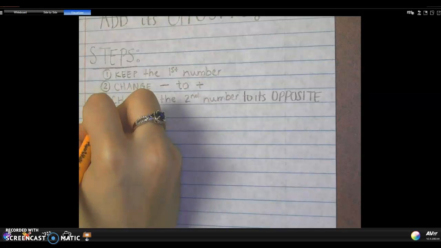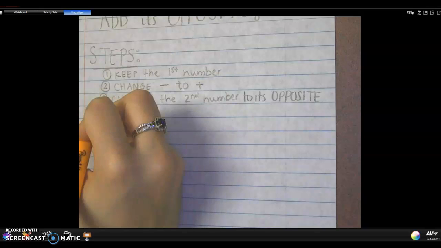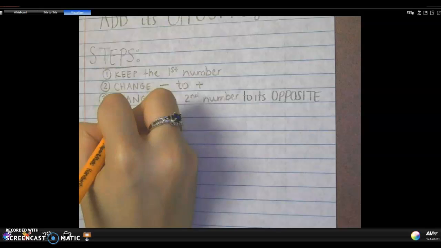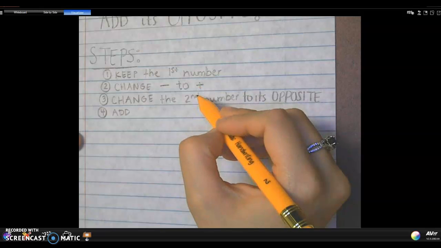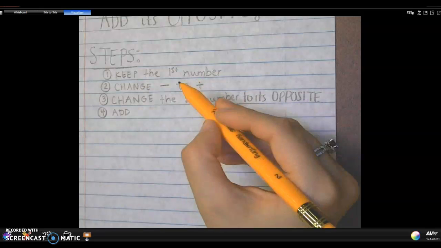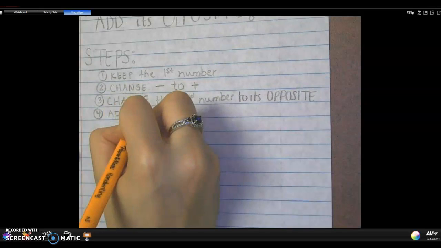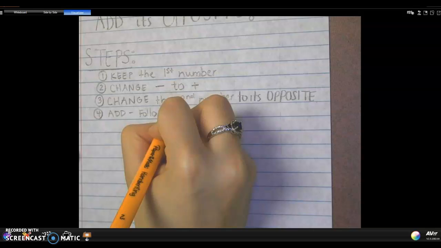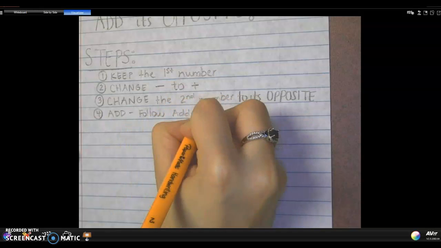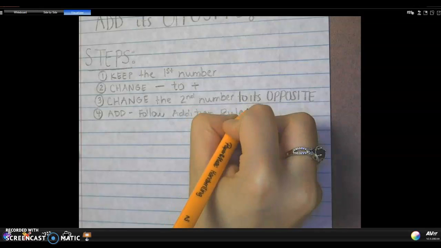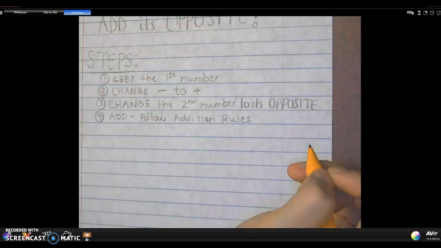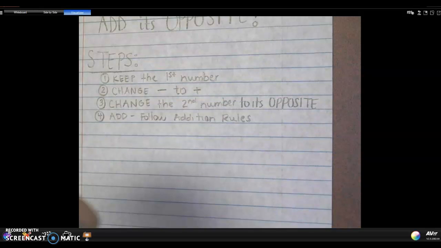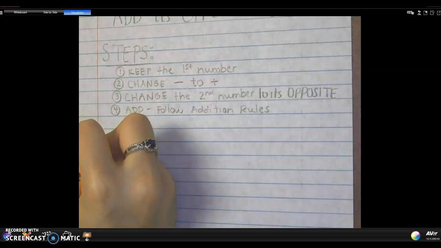And then step 4, which is our last step, we are going to add. Because after we do step 1, 2, and 3, we're going to have an addition problem. So now we're just going to add like yesterday. So follow your addition rules. And if you need to review those, you can always go back to your adding integers notes. Remember, you can use scoreboard, counters, number line, or remember your song. And I have posted the video of the song in classwork.